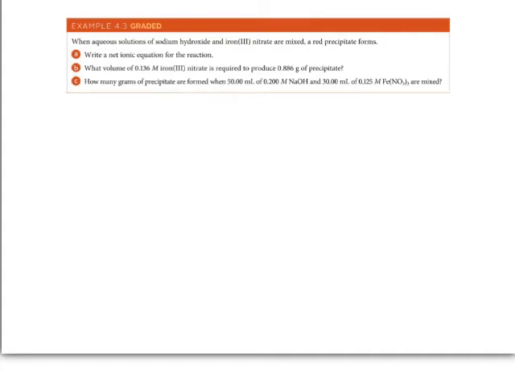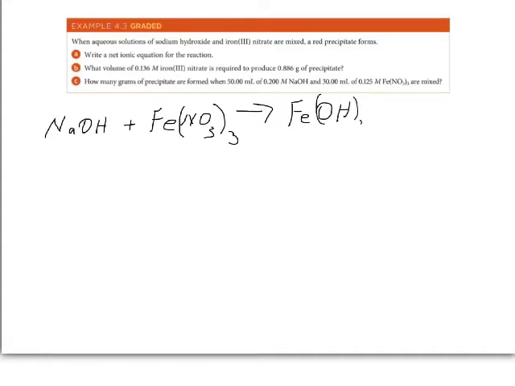The first thing we'll do here is write out the complete equation. So we're starting with sodium hydroxide, and we're combining that solution with iron 3 nitrate. And when we swap the ions, we're going to get iron 3 hydroxide and sodium nitrate. And then when we balance, we're going to need a 3 here, and we're also going to need a 3 over here. Alright, so that's the complete equation.